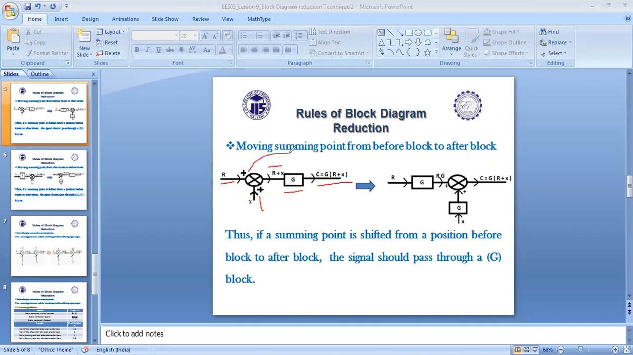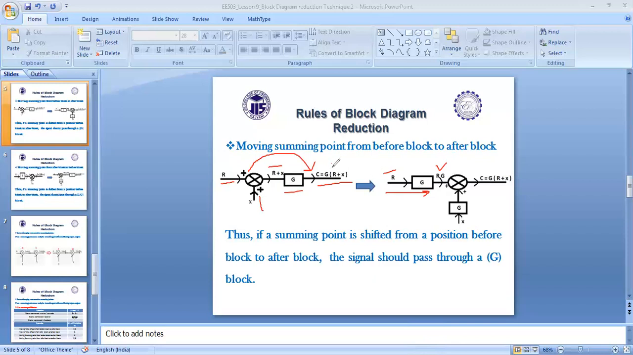We need to shift this summing point after the block. So if the summing point is shifted after the block, this signal is R. As the summing point is shifted after the block, there must be a G block first. So R will be passing through G to produce RG. Now the summing point is there. So RG is there, and another signal with the summing point, another signal is X.